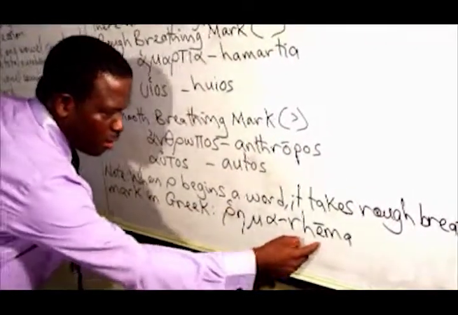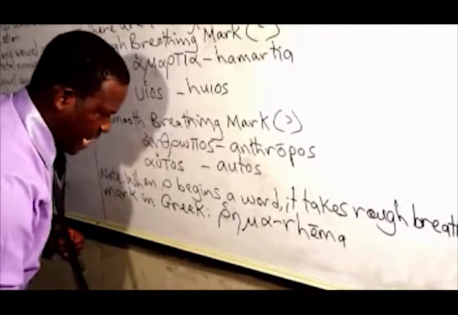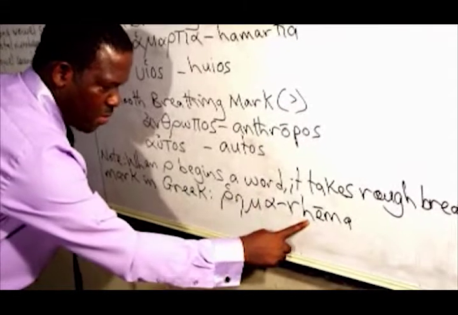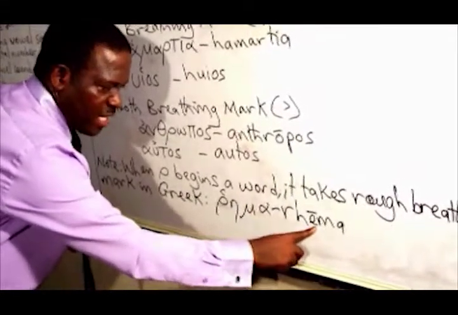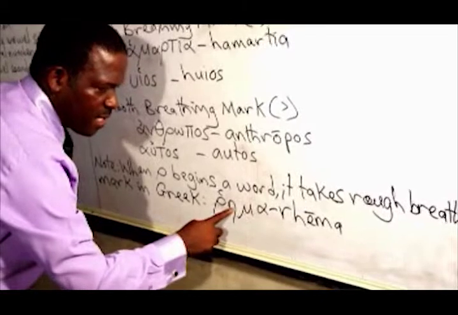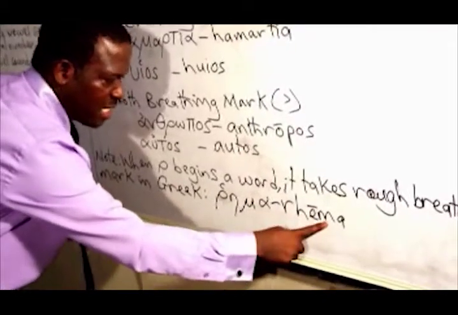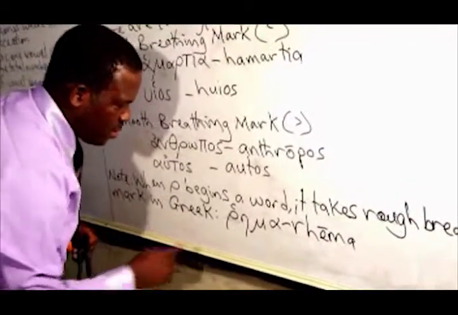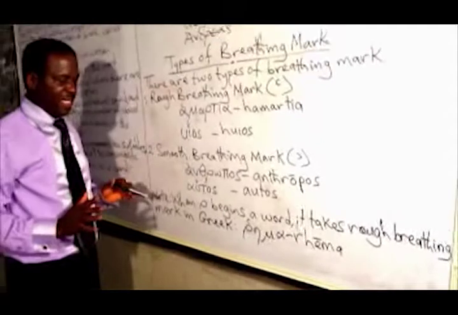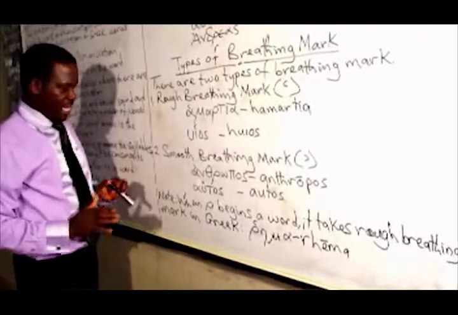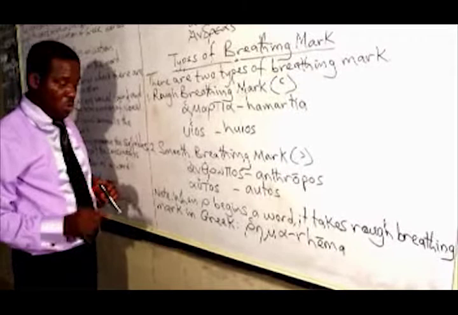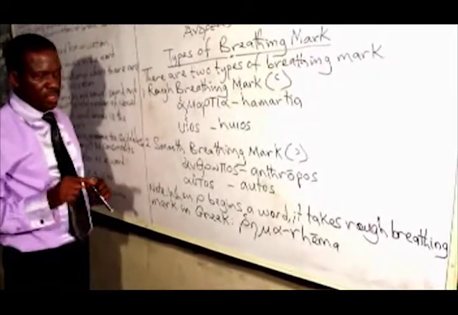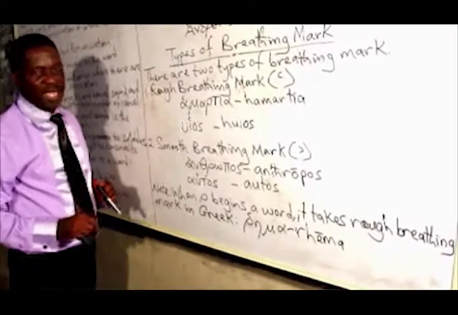Now we change this word to English letters. Then we have the rho first. Then we bring the H in front of the rho before we put the long E, which is eta here. And then the mu, equivalent to English M, then the alpha, then equivalent to English R. Therefore, you must put this at the back of your mind, that any word that begins with rho in Greek must necessarily take the rough breathing mark.